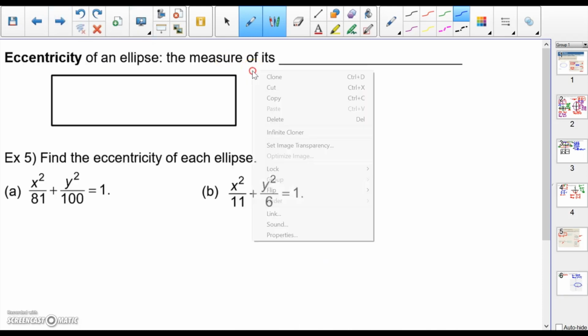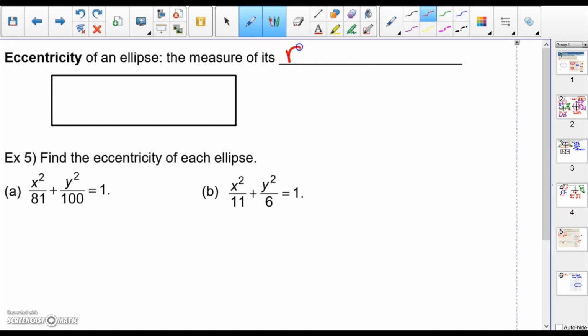Eccentricity of an ellipse is the measure of its roundness. It's given by a formula, E equals C over A, and the C and the A numbers are the same ones that we've been using in the other examples. Now, they're both going to be positive. We're talking about distances, so it would be positive numbers. It would always be a positive number.